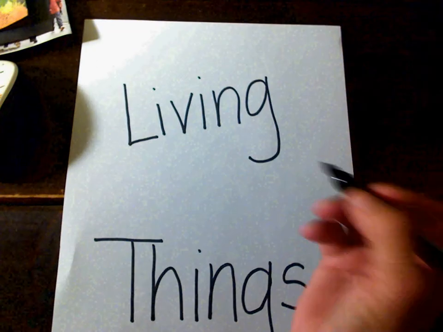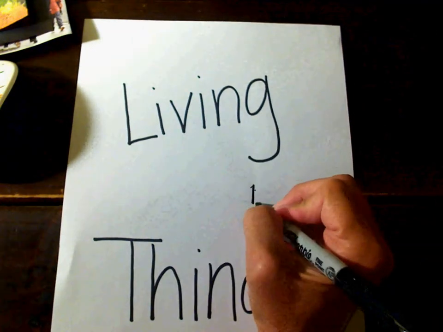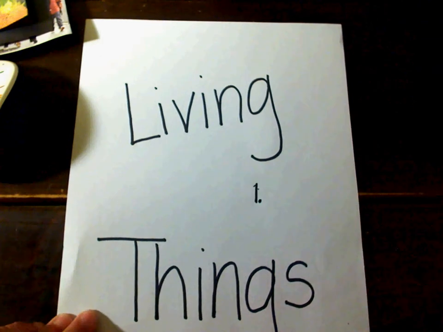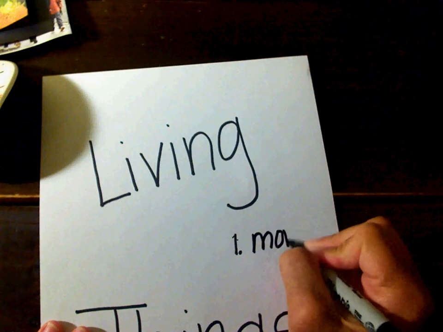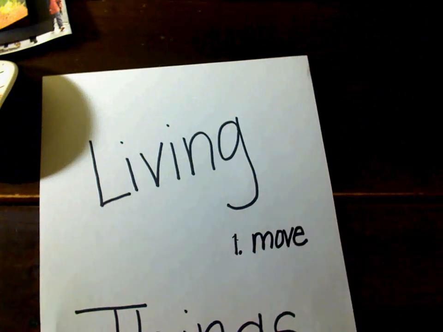So, first of all living things can move. They can move. So, I'm going to write move here. I want you to think about the fact that people can move. They can walk, sit, jump, lots of different ways people can move. What about a shark? A shark swims in the ocean. So a shark has the ability to move.